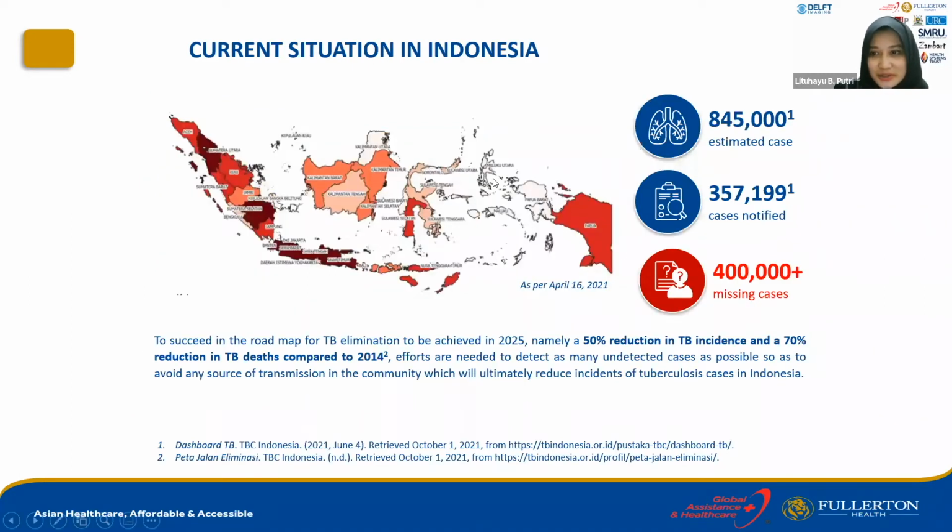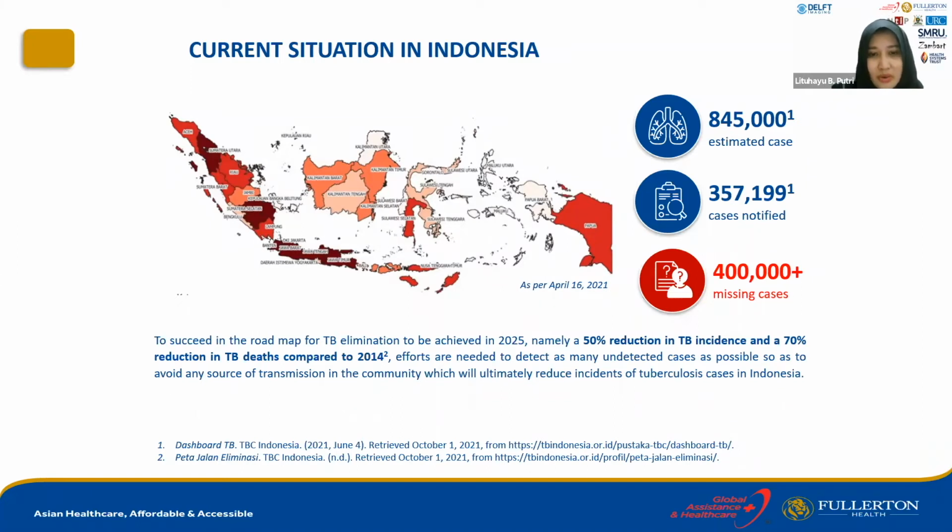So this is the current situation in Indonesia. Based on the global TB report in 2020, it is estimated that we have 845,000 cases, while as of April this year, we notified 350,000 cases. It means that we still have more than 400,000 missing cases. This is a really huge homework for us. This is why we, as a private entity, are trying to come into the initiative of helping the NTP find more missing cases of tuberculosis in Indonesia.